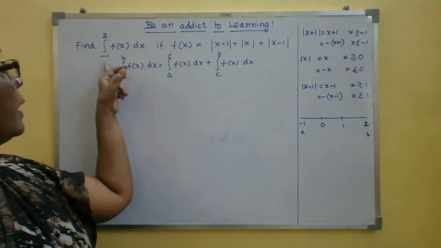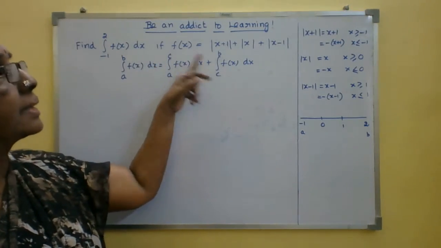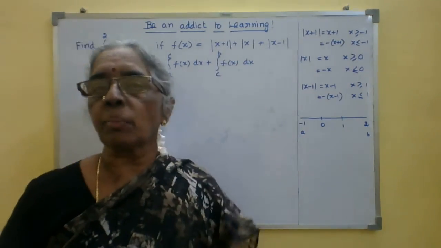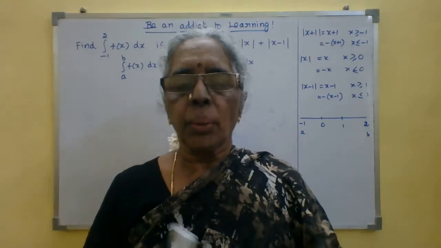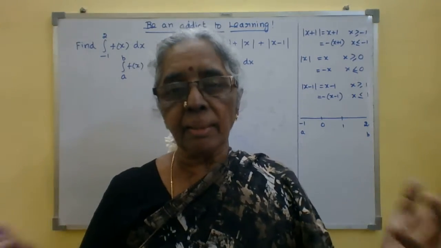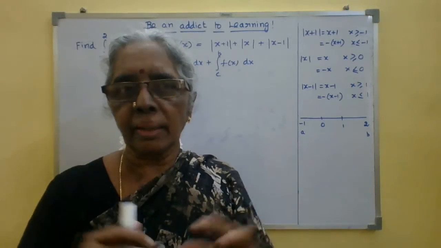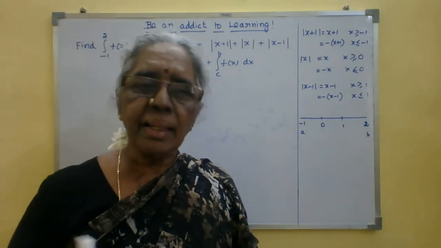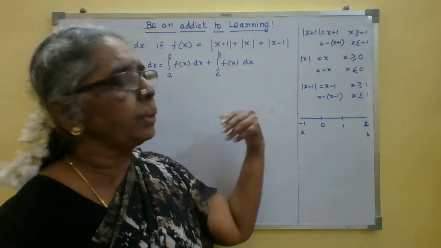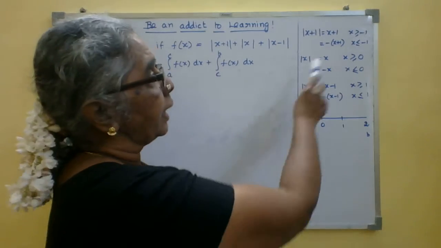Now you have to find integral minus 1 to 2 f of x dx if your f of x consists of modulus x plus 1 plus modulus x plus modulus x minus 1. So in the f of x you have three different modulus functions. It will be very difficult and roundabout if you take each one as a separate sum and integrate taking two integrals. Instead I will teach you how to combine them easily and then you can do it, right? So now, as you know, the modulus we have to interpret like this.